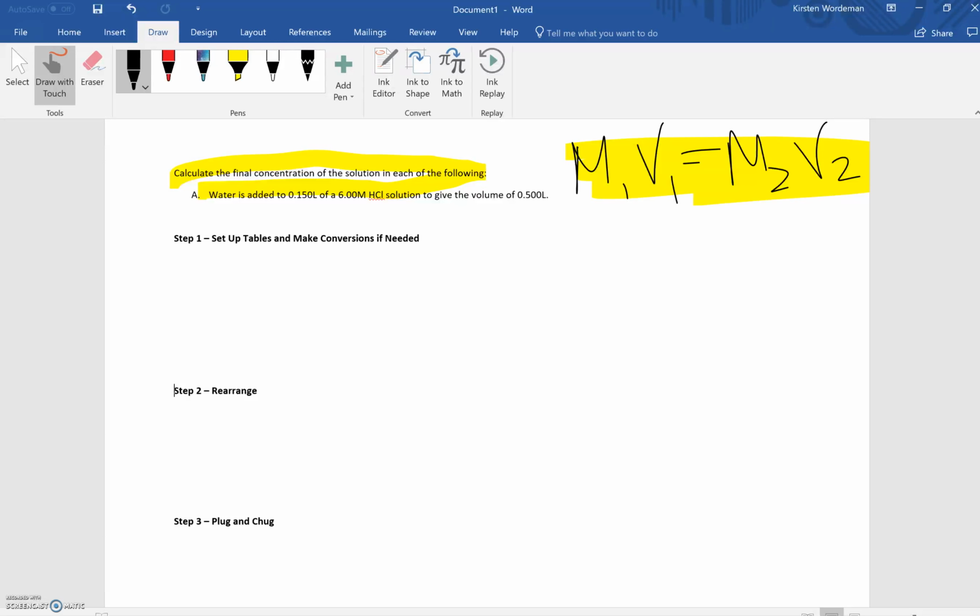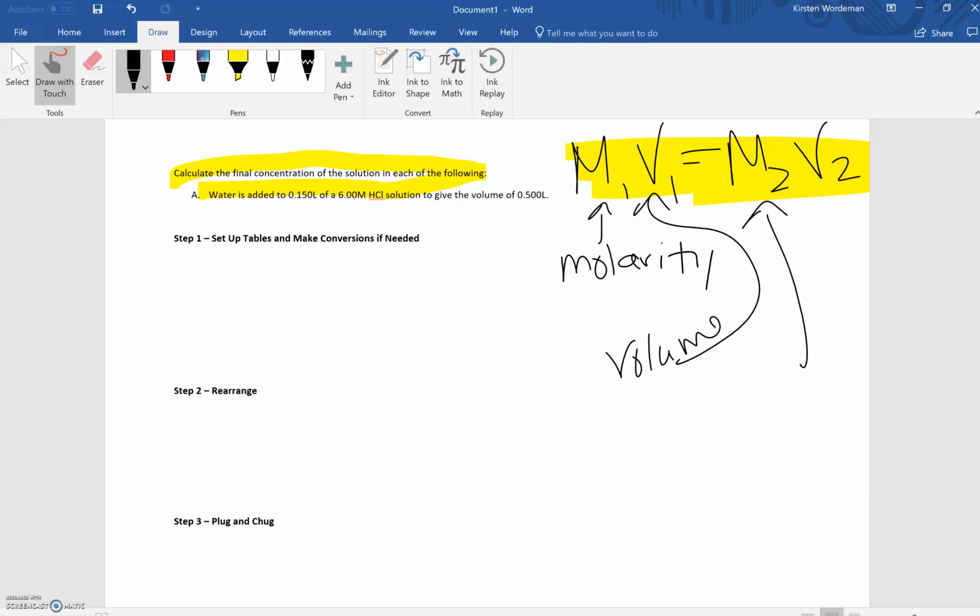The first M stands for the molarity that you start with. Your first V stands for the volume that you start with. And if you can guess it, the M that has a number 2 next to it is your molarity afterwards, or your final molarity. And same with your V, it is going to be your final volume. Sorry, that ran off the page. But you have your molarity and volume that you start with on the left and how you finish on the right.